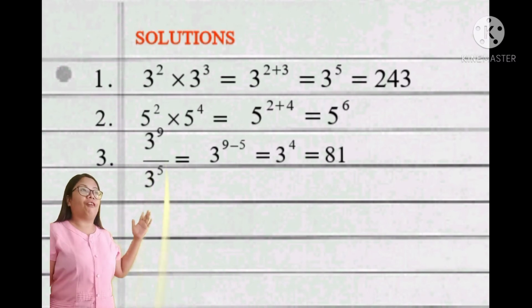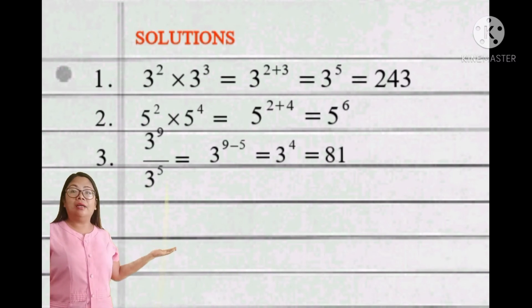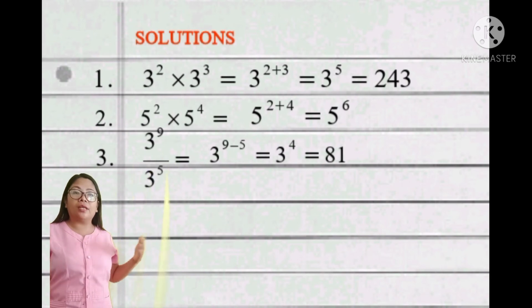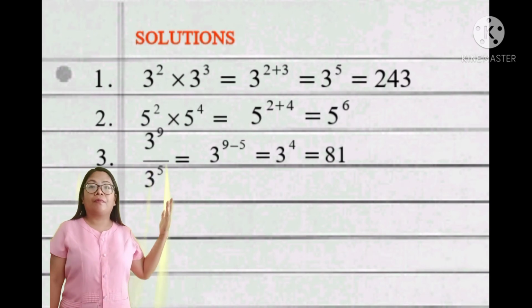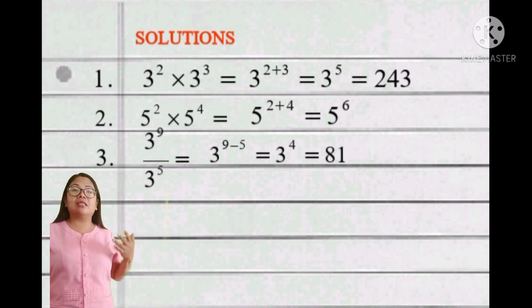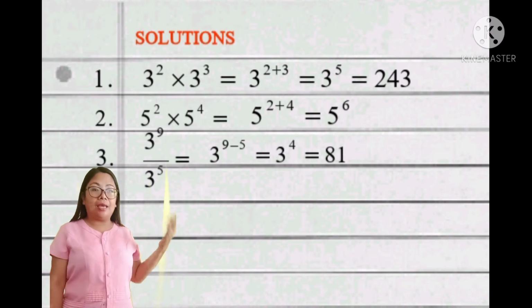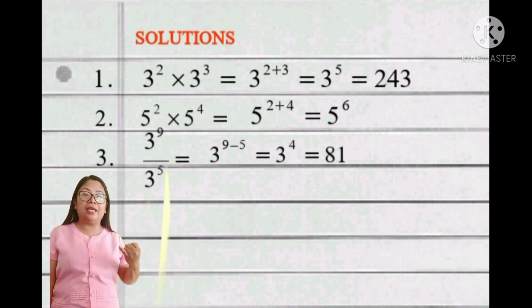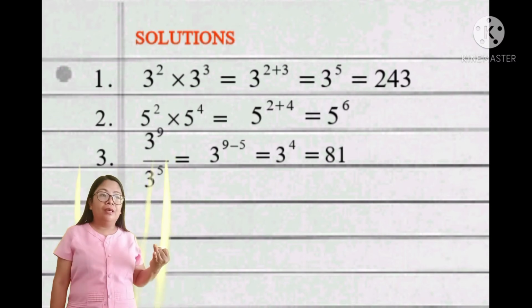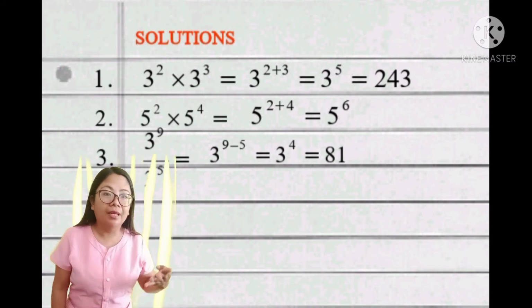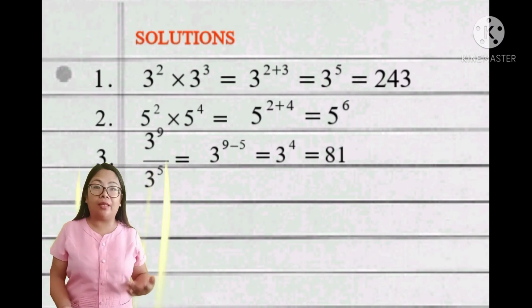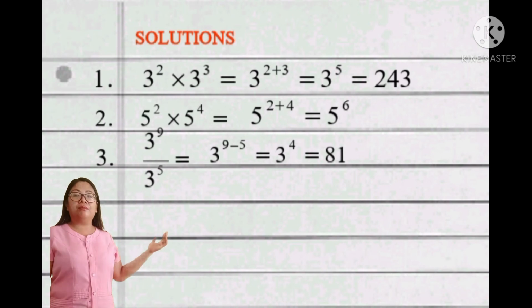Number 2, we have 5 raised to 2 times 5 raised to 4. Take note that the bases are the same. Therefore, we are going to add the exponents. The exponents are 2 plus 4. The answer is 5 raised to 6. So what is the answer of 5 raised to 6? If you multiply 5 times 5 times 5 times 5 times 5 times 5, the answer is 15,625.